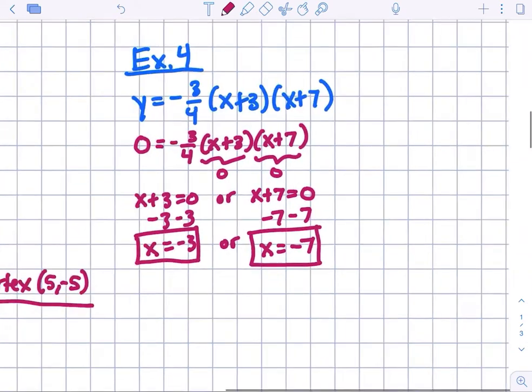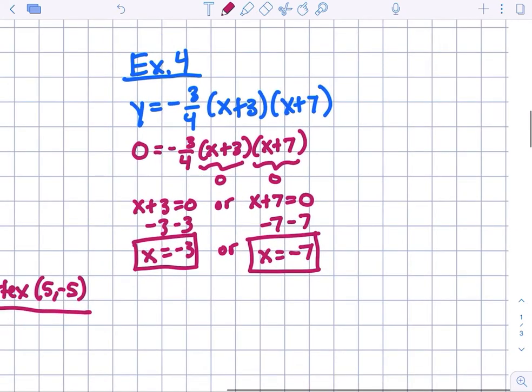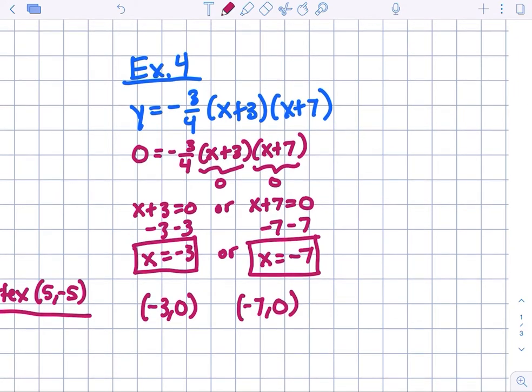So again, these are your zeros, x-intercepts, roots. So let's write these as coordinates. And now let's find your vertex. So step 2, right? x is equal to r1 plus r2 all over 2. So r1 is negative 3, r2 is negative 7, over 2, negative 10 over 2, which is negative 5.